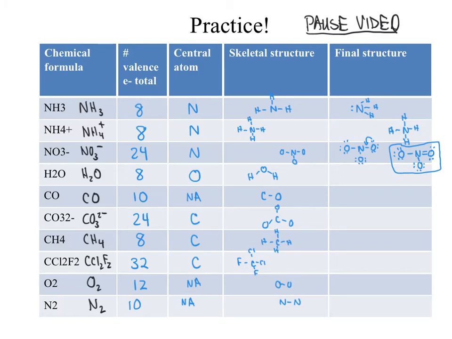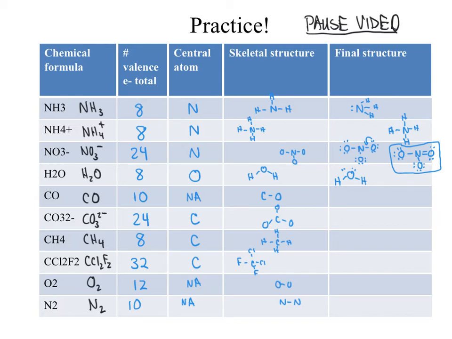Okay, so for water, we've got 8 total electrons. I've used 4, so I have 4 more to put in. I can't put them on the hydrogens, so I'm going to have to put those on the oxygen. And when I do that, I end up with 8 electrons around the oxygen, 2 around each hydrogen, so everything has a full valence shell, and I'm good to go.